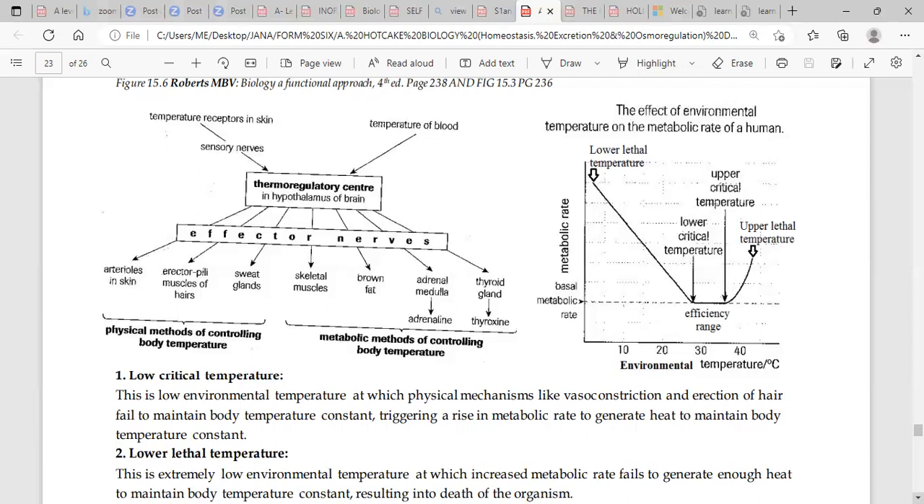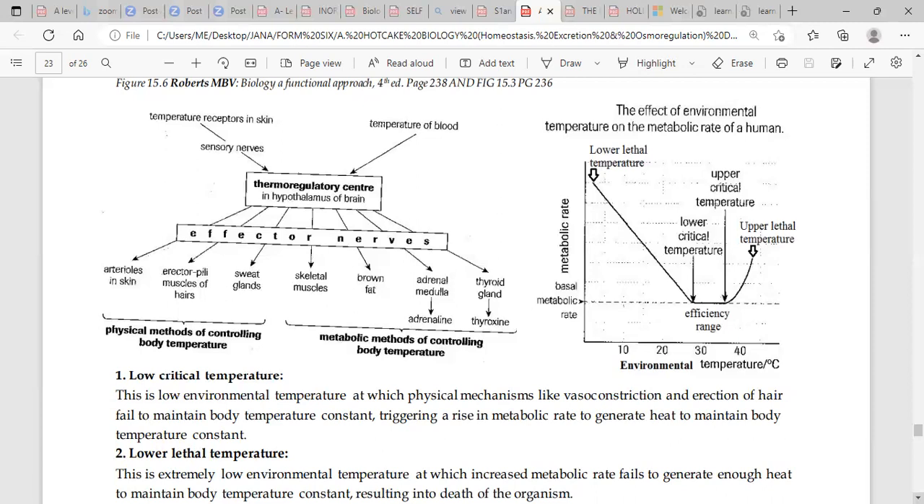Now, what is expressed at the lower critical temperature? This is the low environmental temperature at which physical mechanisms like vasoconstriction, erection of the hair fail to maintain body temperature constant, triggering a rise in metabolic rate to generate heat to maintain body temperature constant.